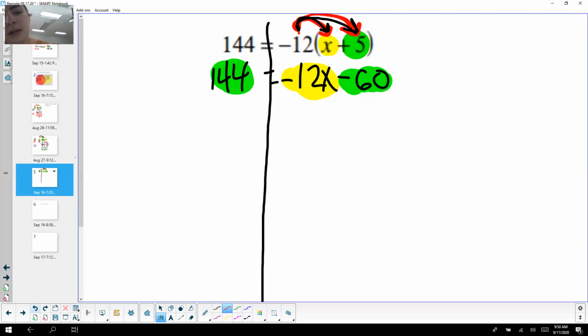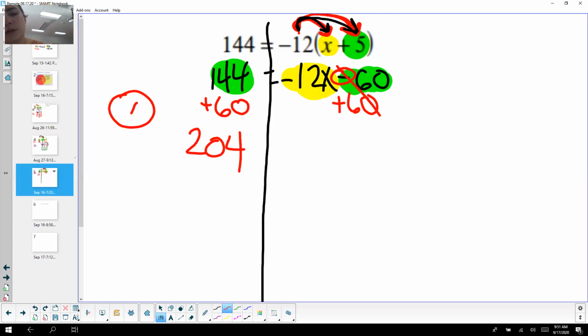So my first step in my two-step equation, so step 1, I'm going to go ahead and add 60 to both sides. And I'm adding 60 because there's a negative in front of it. So it's a negative term, so I'm going to cancel it by adding it. All right, and then we've got some bigger numbers. So 144 plus 60 gives us 204. And then I haven't done anything to the negative 12x yet, so I'm just going to bring that down. All right, so I've got negative 12x equals 204.